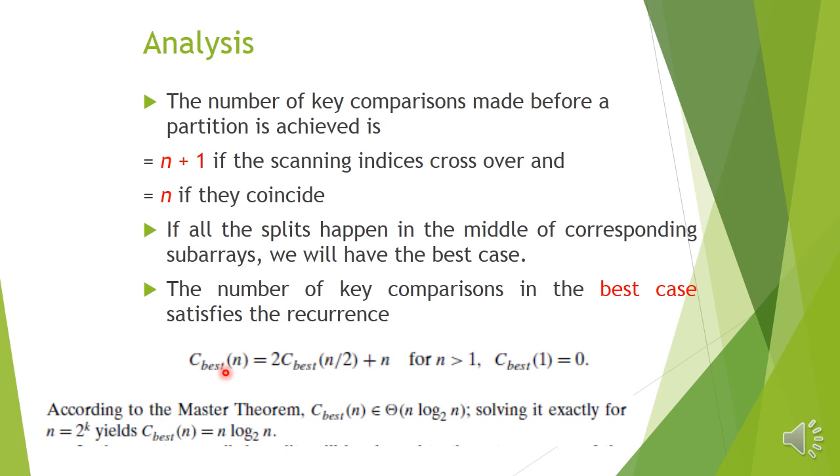C best of n is equal to 2C best of n by 2. Here we are dividing the array into two halves and calling the quicksort algorithm recursively, so 2 times C best of n by 2. Then we call the partition algorithm, so we use n here. After applying the mathematical analysis of the recursive algorithm general plan, we get the solution n log to the base n.